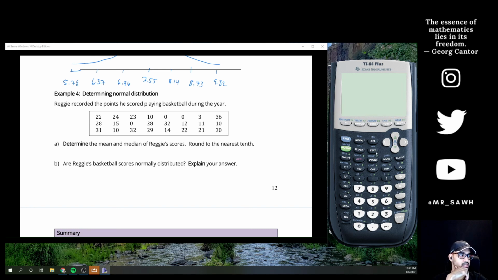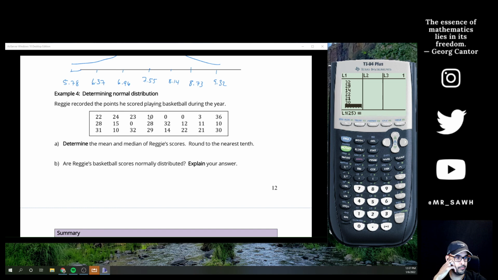So we'll hit Stat, Edit. We'll be allowed to enter all these numbers into that list. So we got to put them all in there. So give me a minute as we put them in. It doesn't really matter which order you put them in. You don't have to sort them, nothing. So I'll go 22, 24. I'll go across. So I think I got them all.